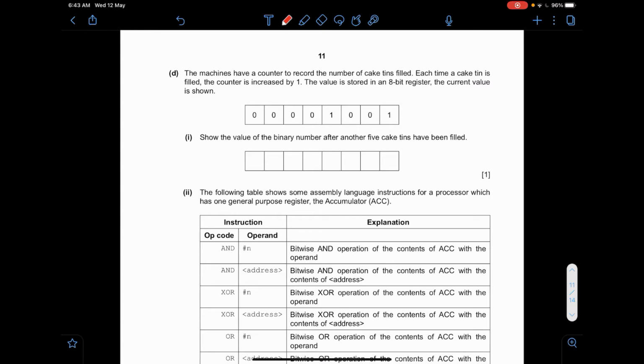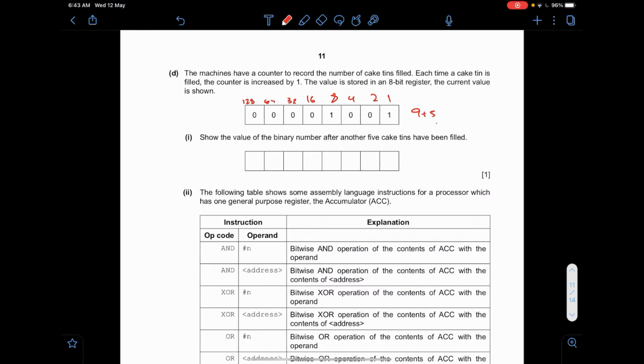Okay, so the machines have a counter to record the number of cakes filled. Each time a cake is filled, the counter is increased by 1. The value is stored in an 8-bit register. The current value is shown. So 1, 2, 4, 8, 16, 32, 64, 128. It is much easier to use this. Our current value is 9. Show the value of the binary number after another 5 cakes have been filled.